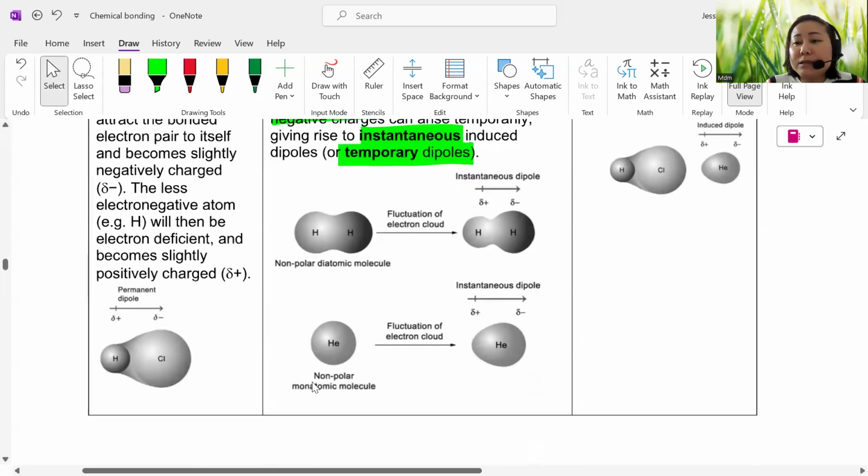Same for your noble gases. Your noble gases don't form any bonds with other atoms, so basically each is on its own. The electron cloud, if it's subjected to some temporary fluctuations, may result in a slight distortion. When that happens, an instantaneous dipole may appear on the atom for a short time.